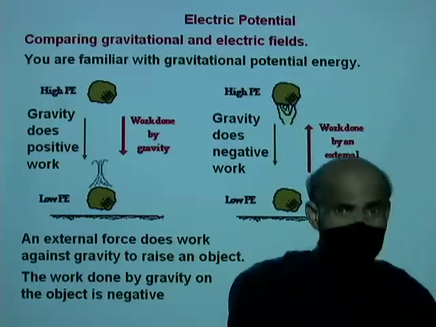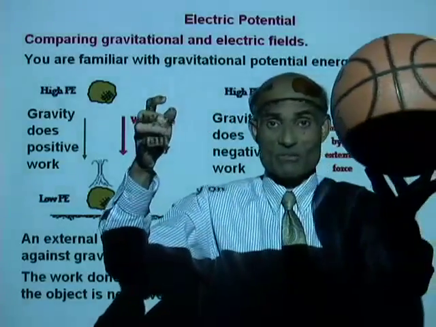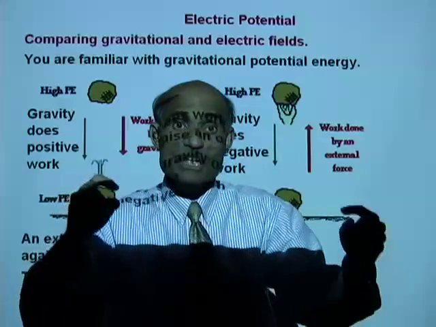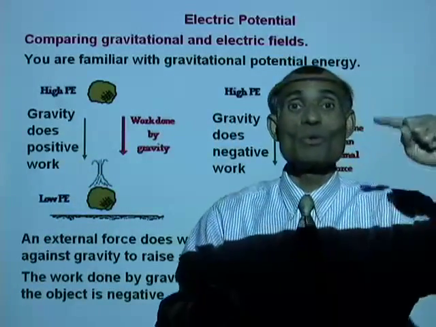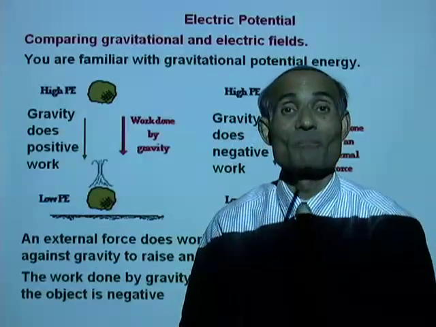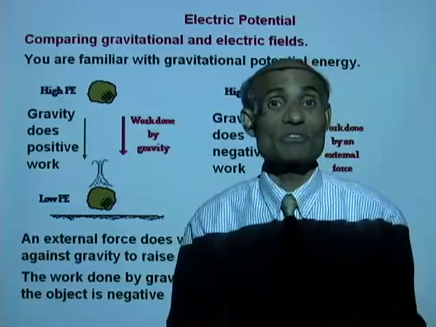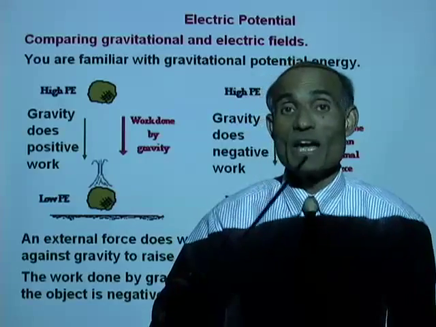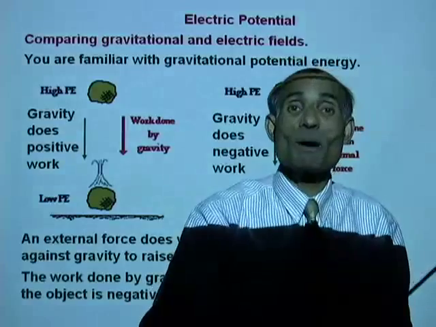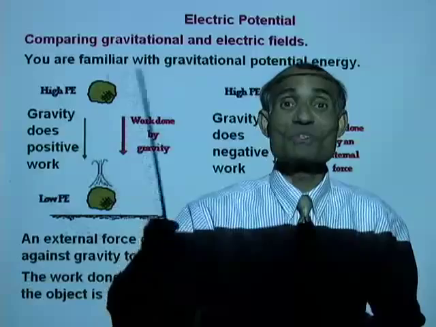You see, when I raise the basketball, the work done by gravity is negative. When I drop the basketball, the work done by gravity is positive. The total work done by gravity in that closed path is zero. Now, what do you call such a field? We talked about it in Physics 1. A field where the total work done in a closed path is zero is called a conservative force field.